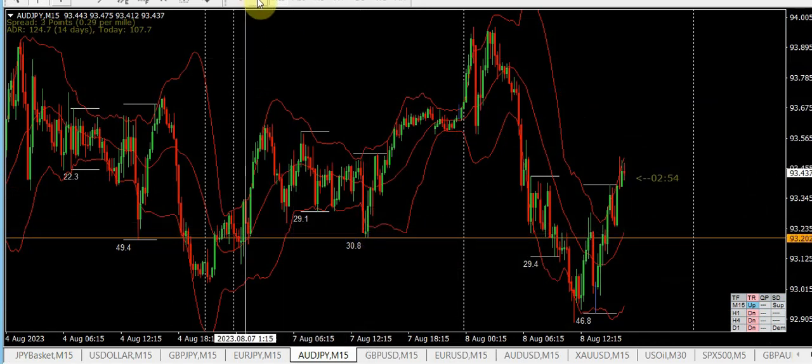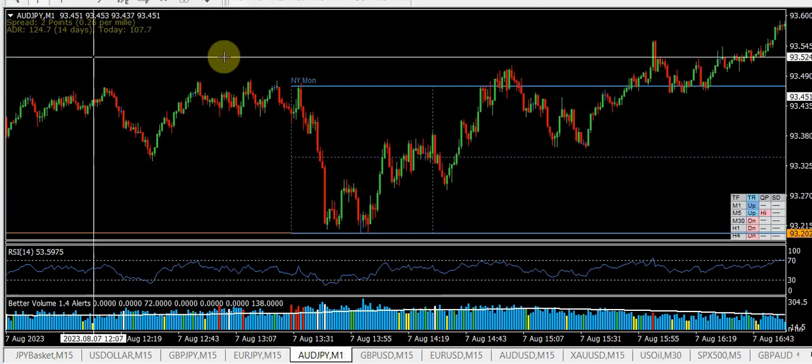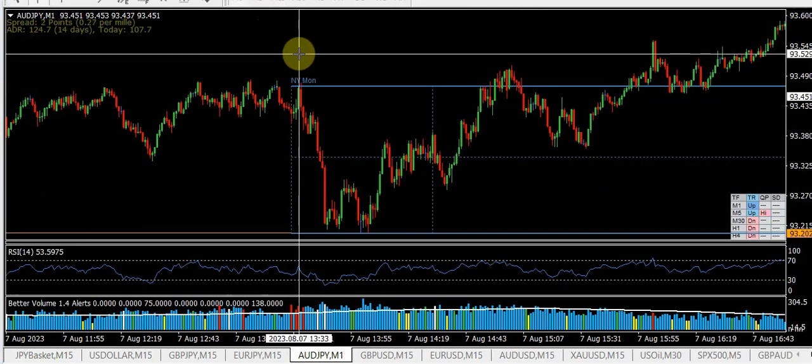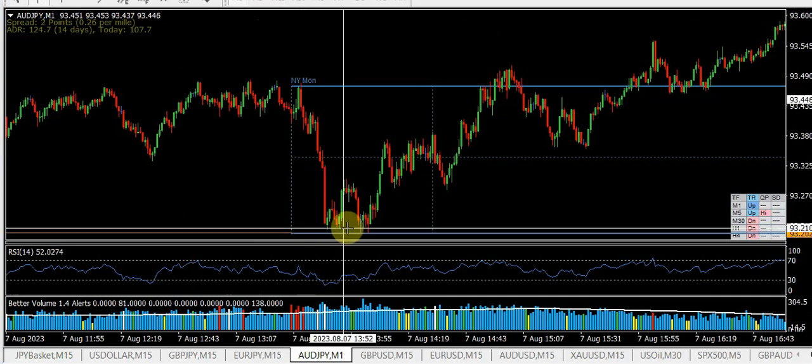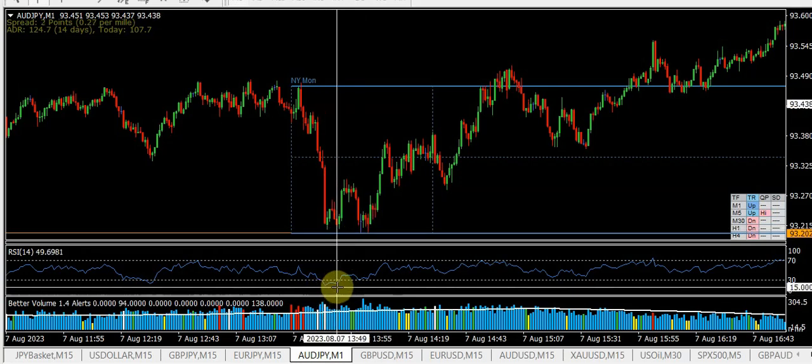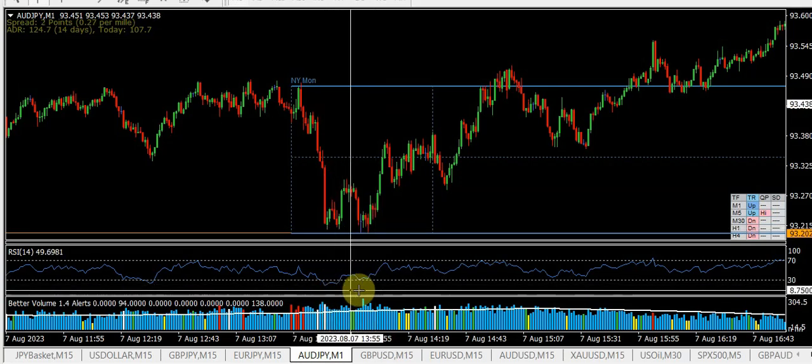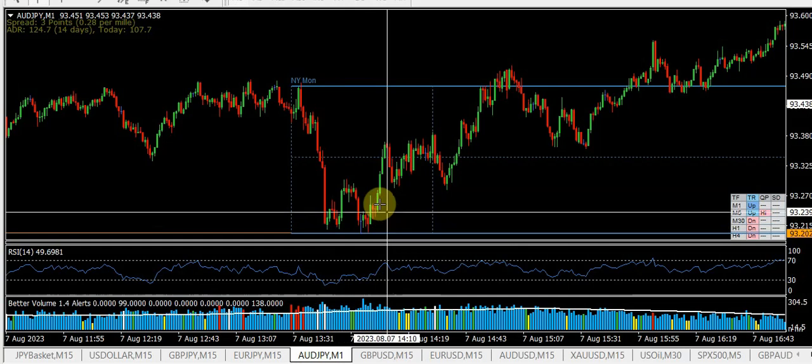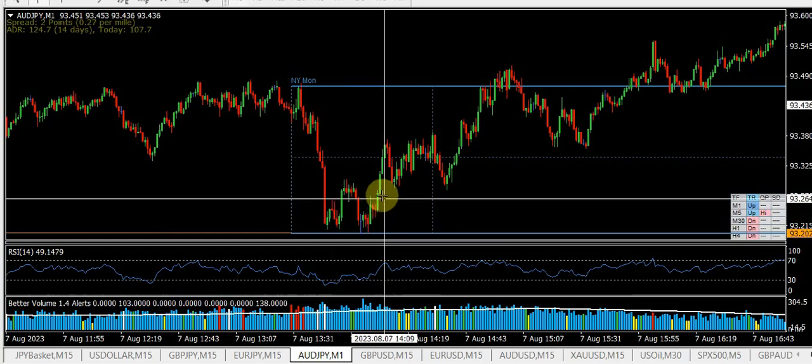So if we drill into this on the 1 minute, okay, so this is AJ on the 1 minute. The first thing you'll notice, we had a double bottom here, so this corresponds to where that M15 was closing below its Bollinger Band. And then if you see the RSI on the 1 minute, we have some divergence. 14:08 is when we get the signal on the yen.